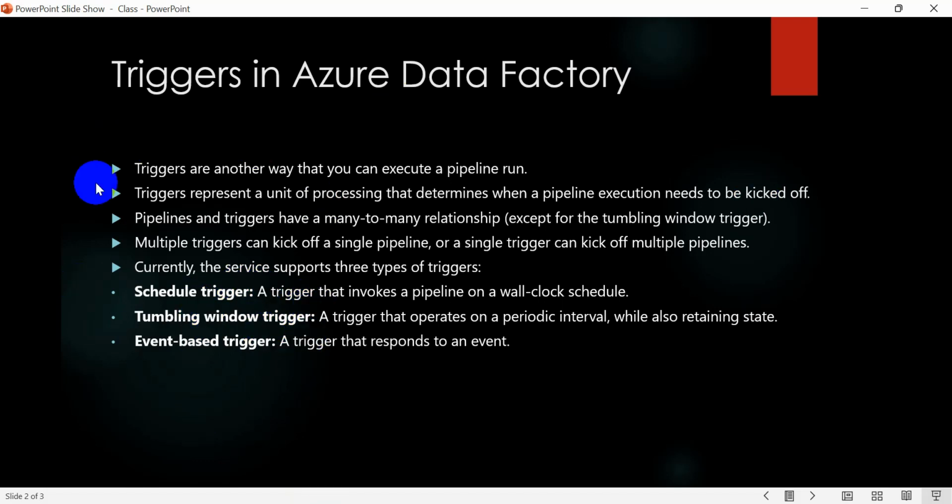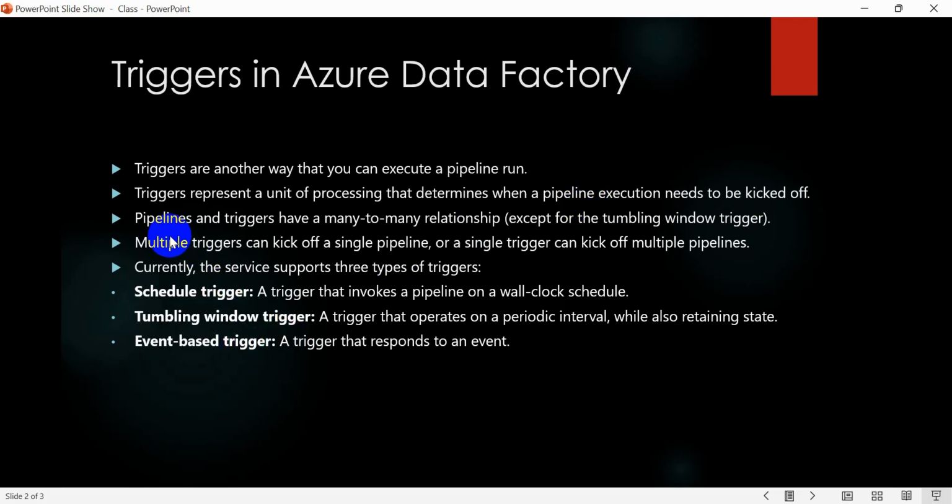So triggers are another way to execute a pipeline. Basically, without clicking on the debug button, we can create a trigger and it will fire automatically and execute that pipeline. Triggers represent a unit of processing that determines when a pipeline execution needs to be kicked off. That is the point I explained now.